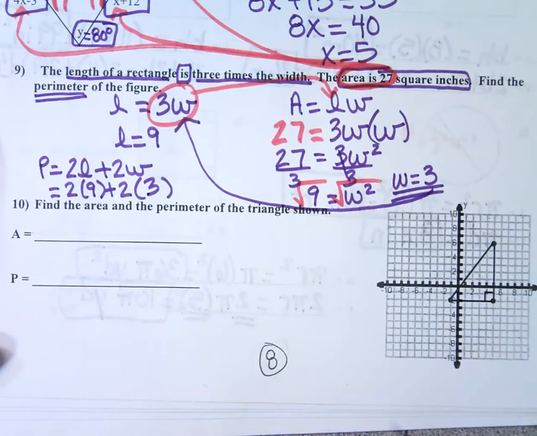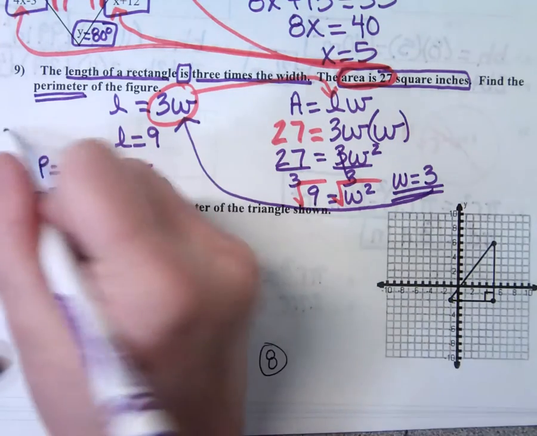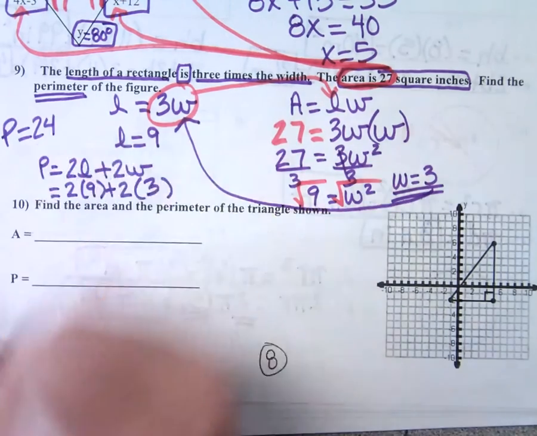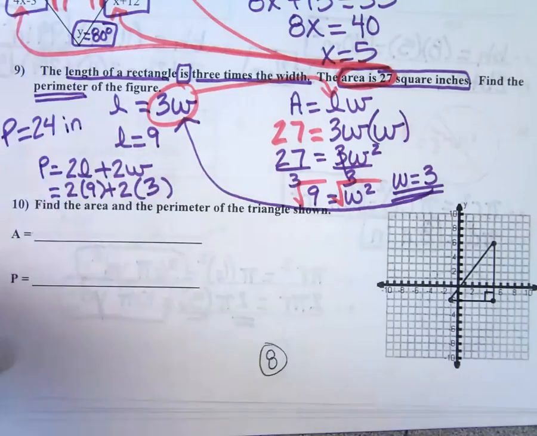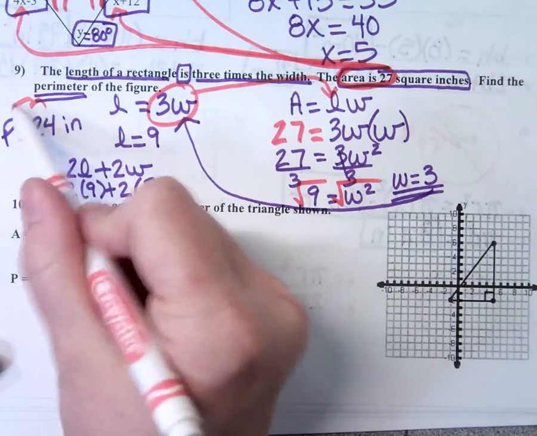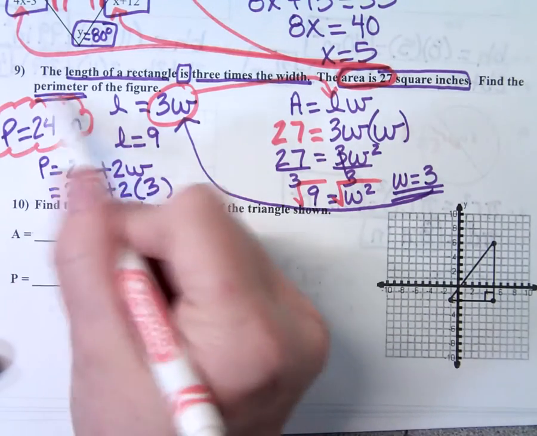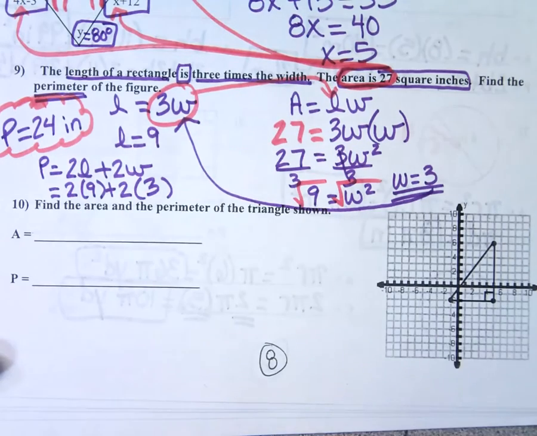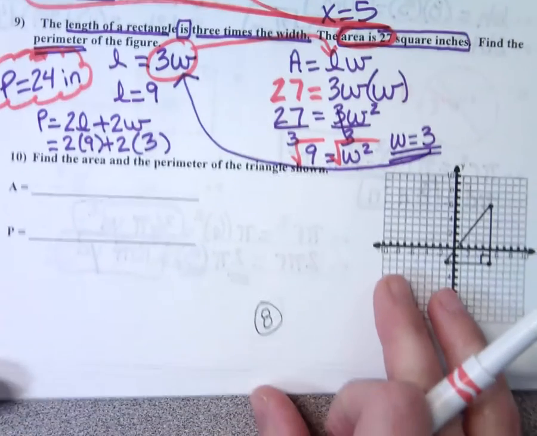And what did we get if we work that out? Are you all awake? Are you working it out? What do you get? The perimeter is 24, and this is all in inches. And that's our answer. This problem was a little more complicated. You just kind of have to go through it step by step. Hopefully it made some sense.